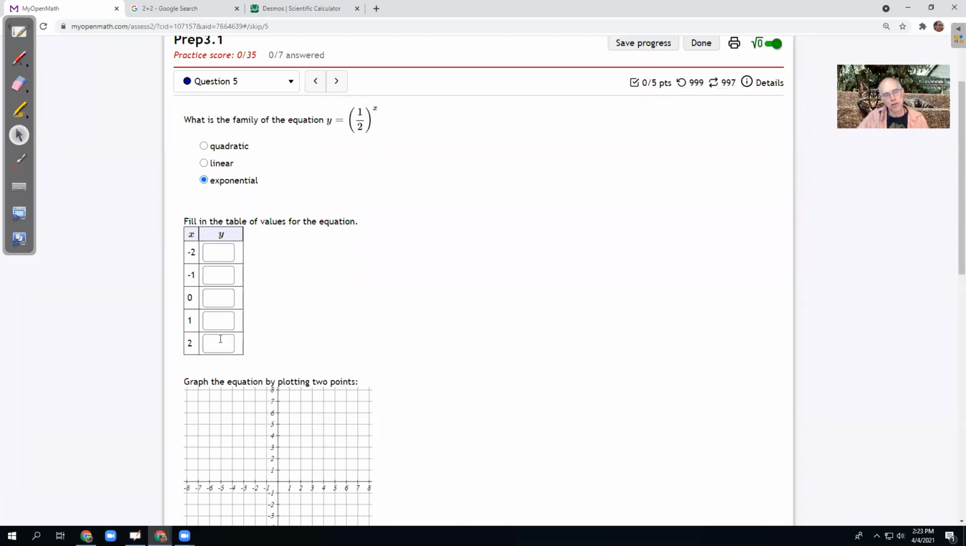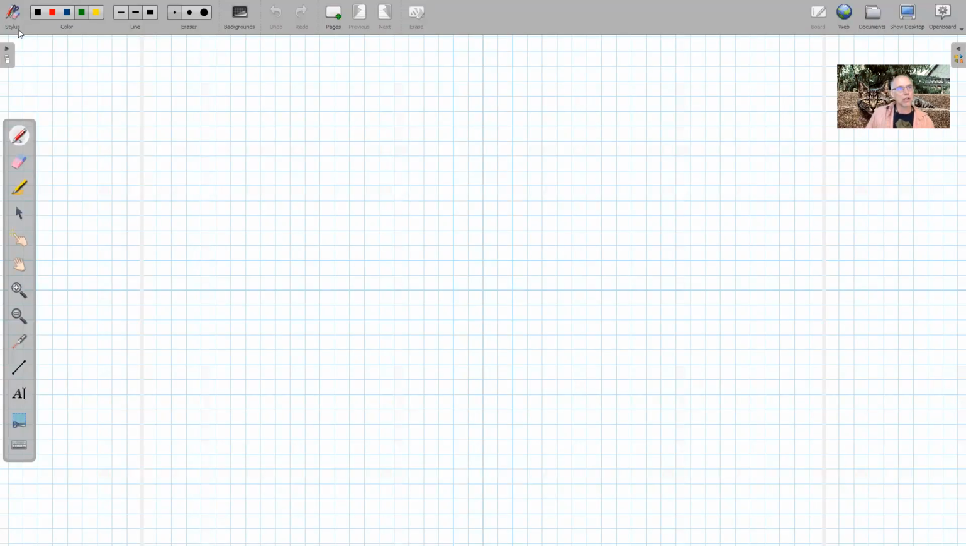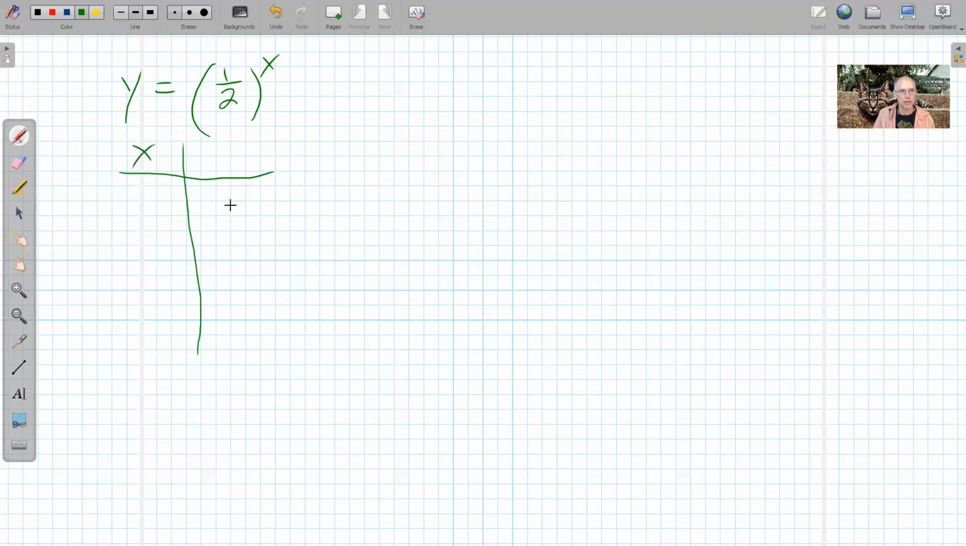We need to make a table of values. So we'll set that up a couple of different ways. Let's write it down on paper first. So we have the equation y equals 1/2 raised to the power x. And we're asked to make a table of values for this. Given some x values, find y. And we have -2, -1, 0, 1, and 2.